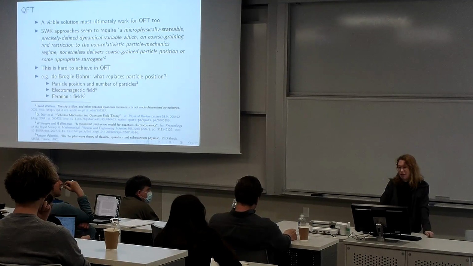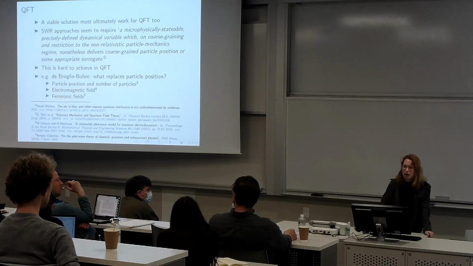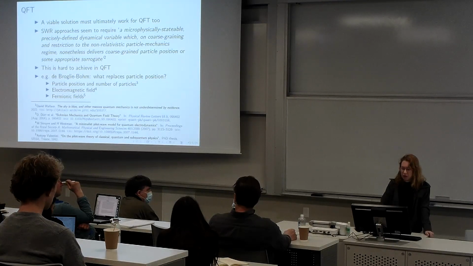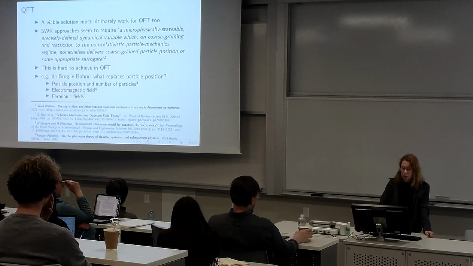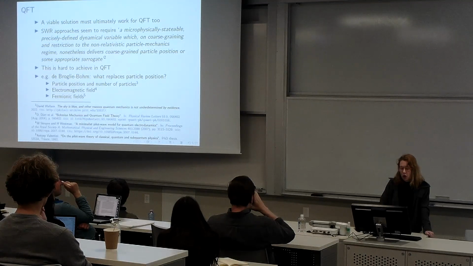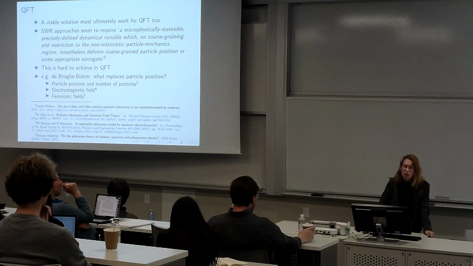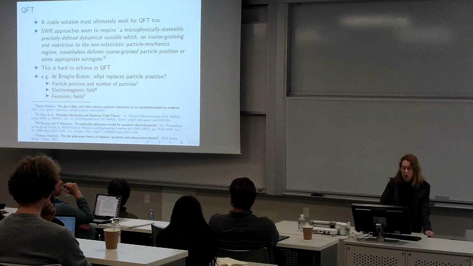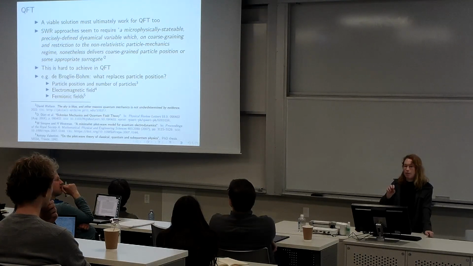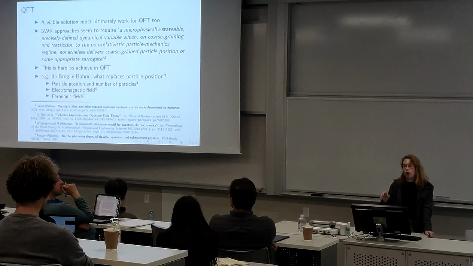It could be the case that we just haven't succeeded in finding that yet, but I personally am not as optimistic. So there have been some attempts to generalize things like de Broglie-Bohm and spontaneous collapse to QFT. So for example, in de Broglie-Bohm, there have been suggestions that we can replace particle position with particle position and number of particles, or electromagnetic fields, or fermionic fields. But the problem is that all of those things are somewhat emergent and approximate within QFT, and so they don't look suitable to be the fundamental microphysical variable on which all of reality supervenes. It seems like you need to find something at the very smallest of scales on which your single real world could supervene, and it's very unclear how to do that.